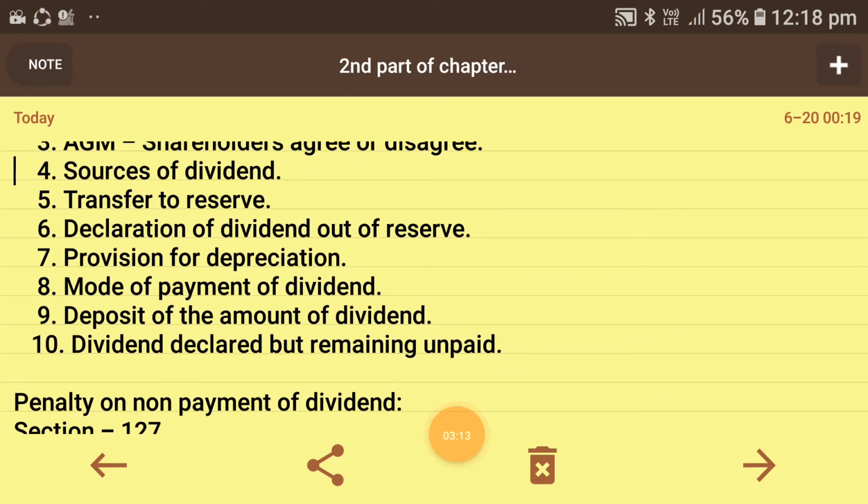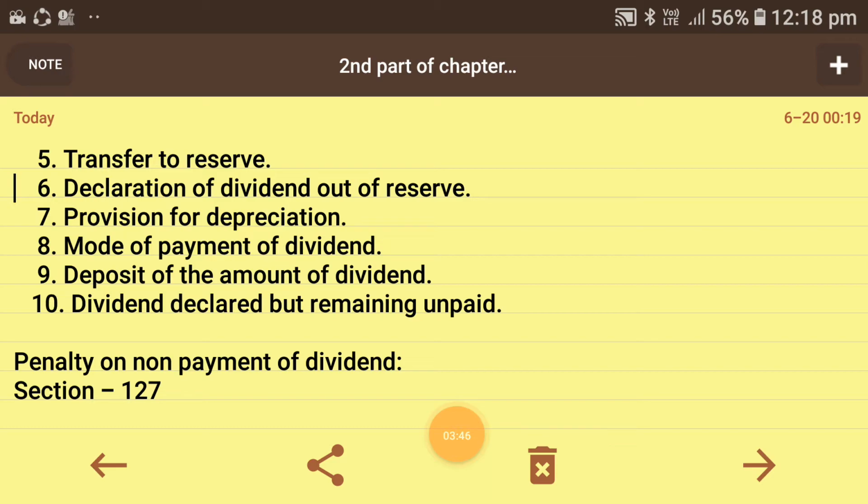Next is mode of payment of dividend. Payment of the dividend is done in the form of cash, for which share warrants are issued. If in case we do not have sufficient cash, then we can issue bonus shares. Next is deposit of the amount of dividend. It comes under section 123 subsection 4, in which it says when we declare dividend, then within 5 days we need to deposit the dividend amount and within 30 days we need to pay to shareholders. At last, dividend declared but remaining unpaid. If within 30 days we are not paying the dividend, then we need to transfer the amount into the unpaid dividend account, and if they demand, then we will make payment from that unpaid dividend account.